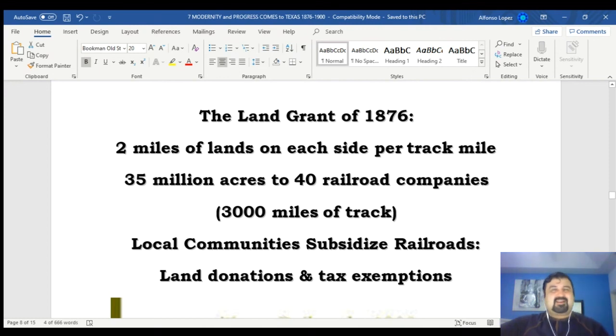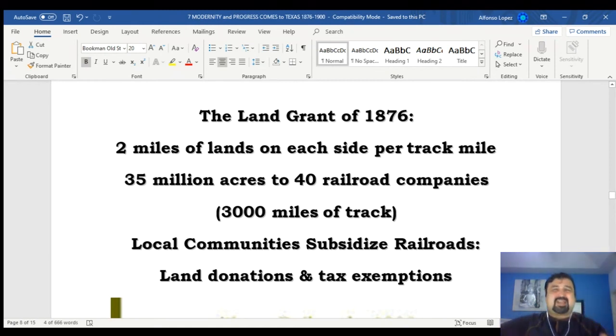So this is a law passed by Texas in 1876 called simply the Land Grant of 1876, in which it gave the railroad companies 2 miles of land on each side per track mile that they built. In other words, wherever the railroad was built, 2 miles on each side was given to the railroad company. And so railroad companies are going to become large landowners in this process. The Pacific railroads, as well as the Texas railroads, are going to be acquiring astronomical numbers of acres of land, because it was given to them as an incentive.